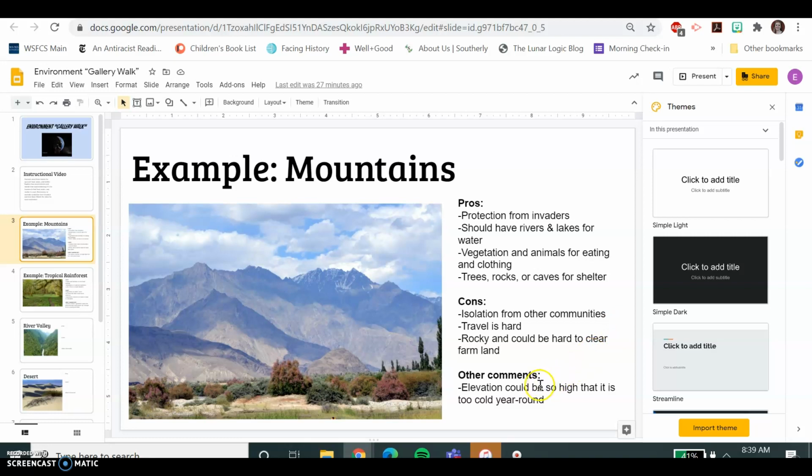Okay. Other comments, I wasn't sure whether I wanted to put this in a pro or a con, so I chose to put it in other comments. Elevation could be so high that it's too cold year-round, and that would impact water and vegetation.